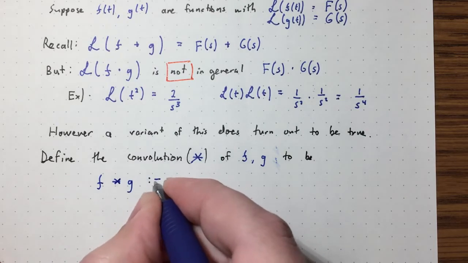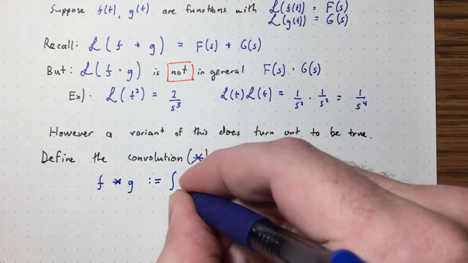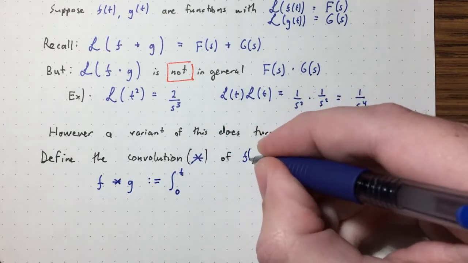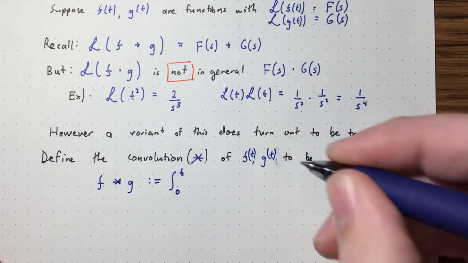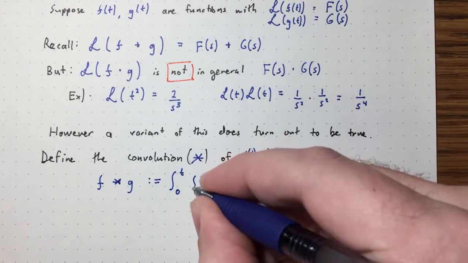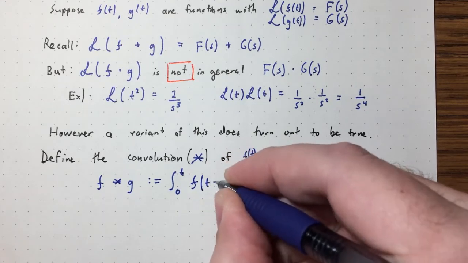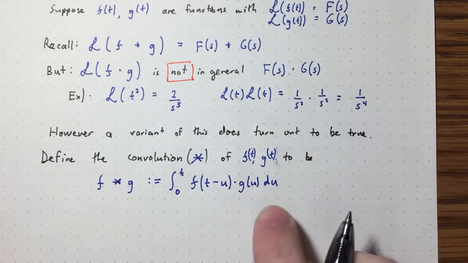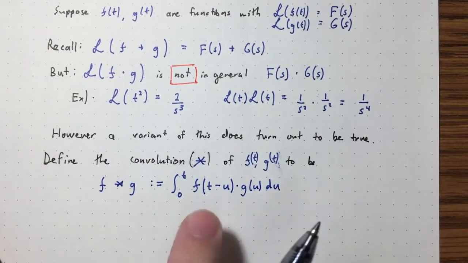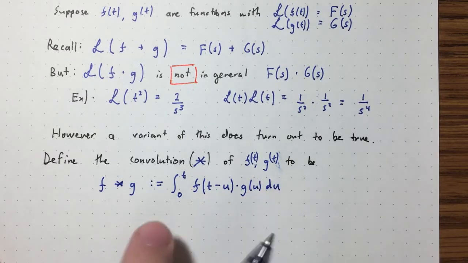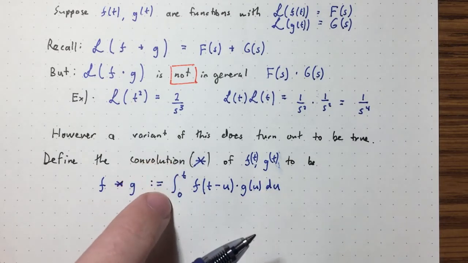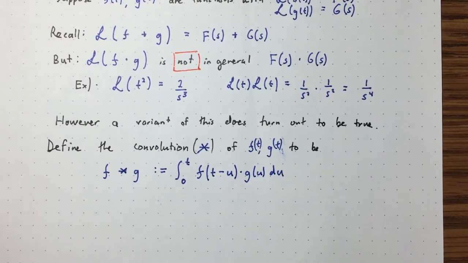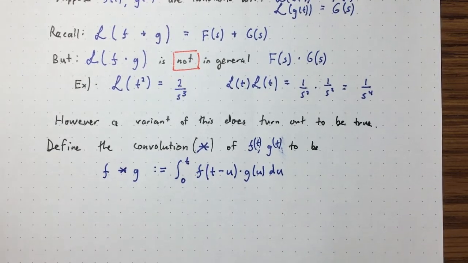And we define that to be an integral from 0 to t of f of t minus u times g of u du, where u is just a variable of integration. These are functions of t, I'll just emphasize that. When I do this integral, I will not have u in my final answer. That's just a variable of integration. I plug in these values, and then I'll get some function of t. Okay, so this is called the convolution integral.